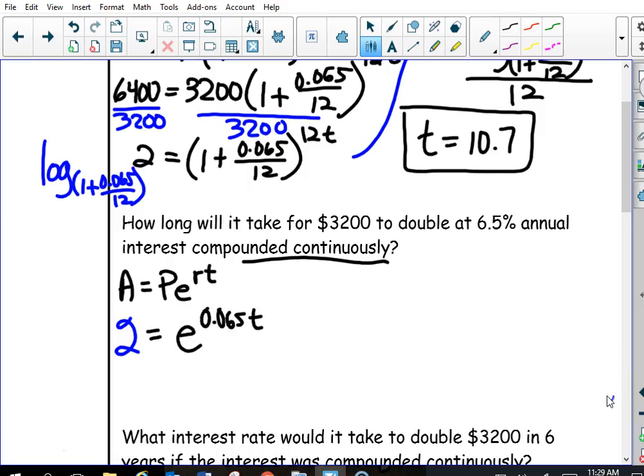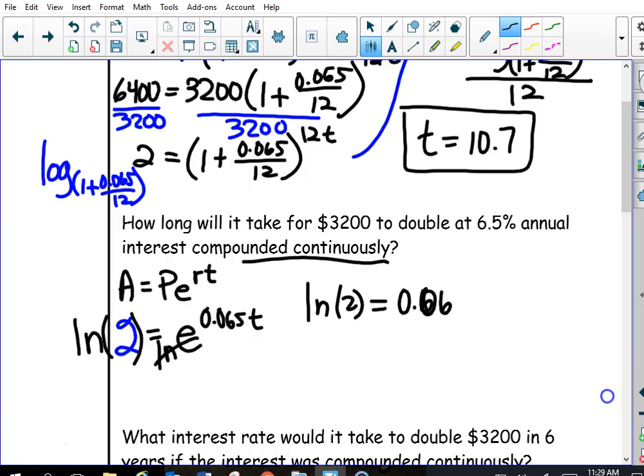All right, so in order to solve for time, I'm going to take the natural log of both sides. And when I take the natural log of this, it just cancels the e out. And I get ln of 2 equals 0.065t. I'm going to divide everything by 0.065. And then I'm going to put that in the calculator.